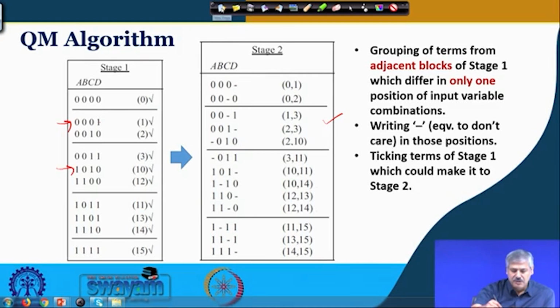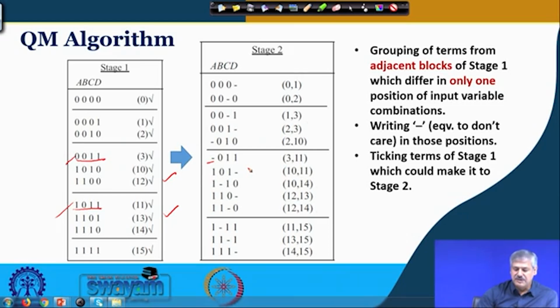Okay. So, next we see that this block and the other block, how can they be combined? As I said, adjacent blocks are required. So, this 3 and 11, 0 0 1 1 and 1 0 1 1, only one value is changing. So, it can be combined. The first position is the only one changing, so that will be a dash and the rest of the values are 0 1 1.